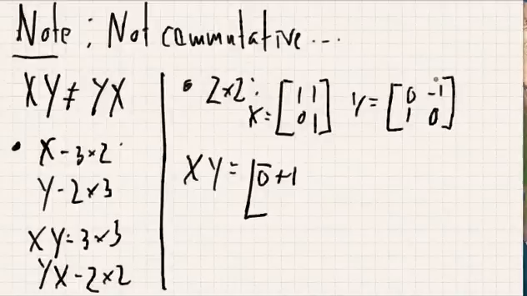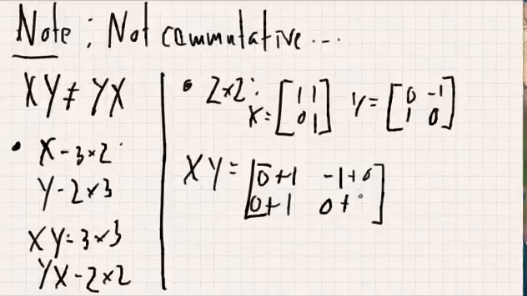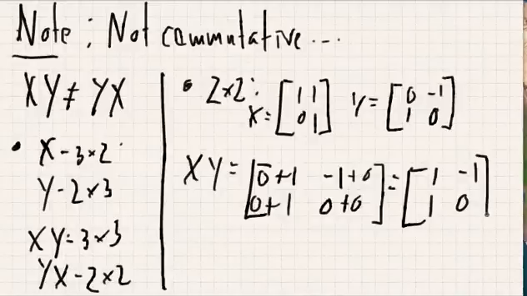My first row, second column is 1 times negative 1 is negative 1, 1 times 0 is 0. My second row times my first column is 0 times 0 is 0, and 1 times 1 is 1. And my second row times my second column is 0 times negative 1 is 0, 1 times 0 is 0. So what do I get? I get the matrix 1, negative 1, 1, 0.